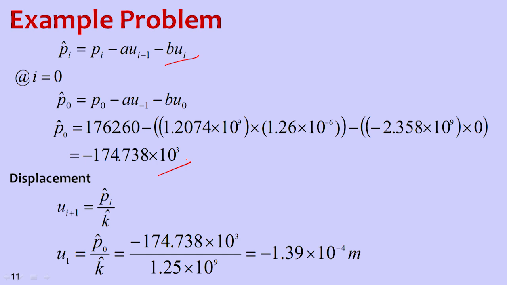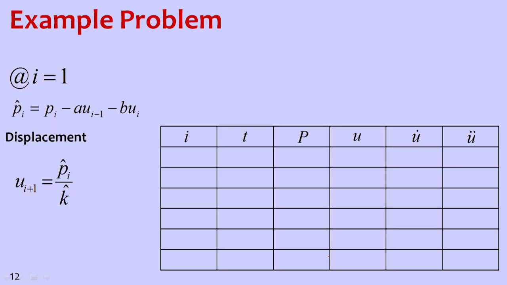From this value, we will be calculating the displacement as Ui plus 1 is equal to P cap i by K cap. So where i is equal to 0, we are calculating U1, which is equal to P cap 0 by K cap, that is minus 174.738 into 10 to the power of 3 by 1.25 into 10 to the power of 9, which we got from the calculation made before. So U1 we got around minus 1.39 into 10 to the power of minus 4 meter. So now this is the first iteration. Similarly, we can do some other iterations also.